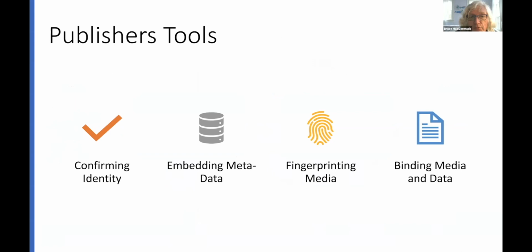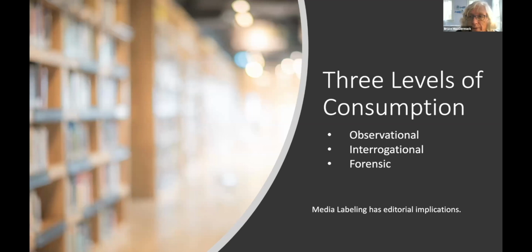The publisher tools, we're looking at confirming identities, establishing metadata patterns, fingerprinting the media so that we know what we've got, and then binding the media to the metadata so that we know it's non-alterable. For consumption tools, we need simple observational tools that we can show to audiences. We need them to be able to interrogate those if they want more data. And for people like journalists, there's forensic tools to dig deep to make sure that they understand what is true and what's not true. And there's an awful lot of work that has to be done on labeling. A lot of the work that the Partnership on AI is doing is on media labeling, because how the labels are interpreted has a really big impact on what kind of information you're conveying to an audience.